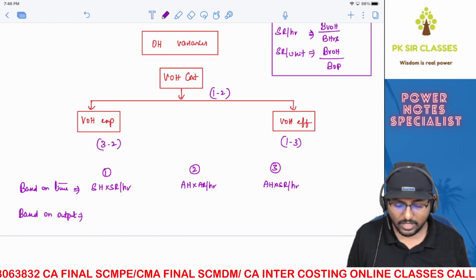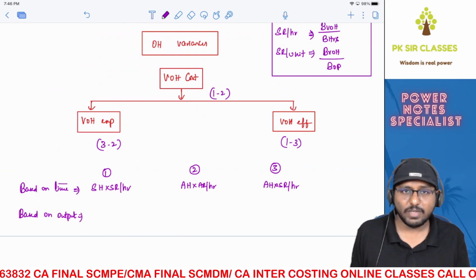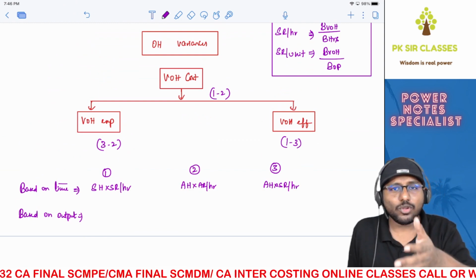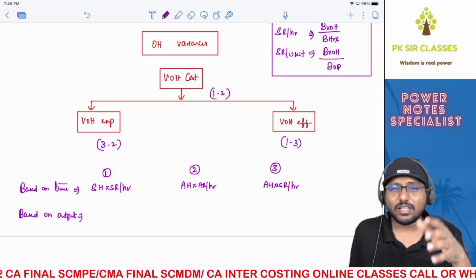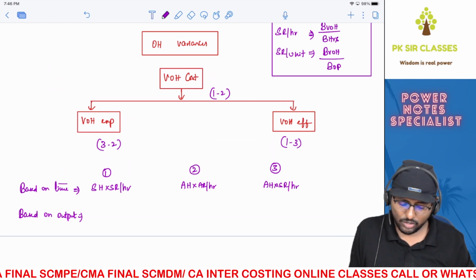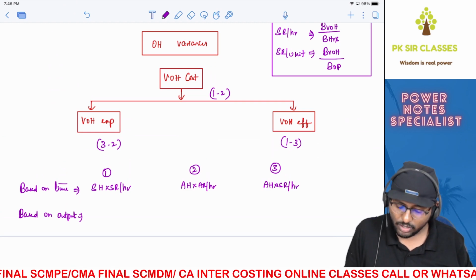Now you can ask me why, sir? Because overheads are indirect cost basically. So they are like parasites. So they may depend on hours, they may depend on units. It doesn't matter, isn't it? Anything that is a predominant influencing factor, they'll try to depend on that. Are you able to understand? So therefore, we have an alternative formula based on units as well.